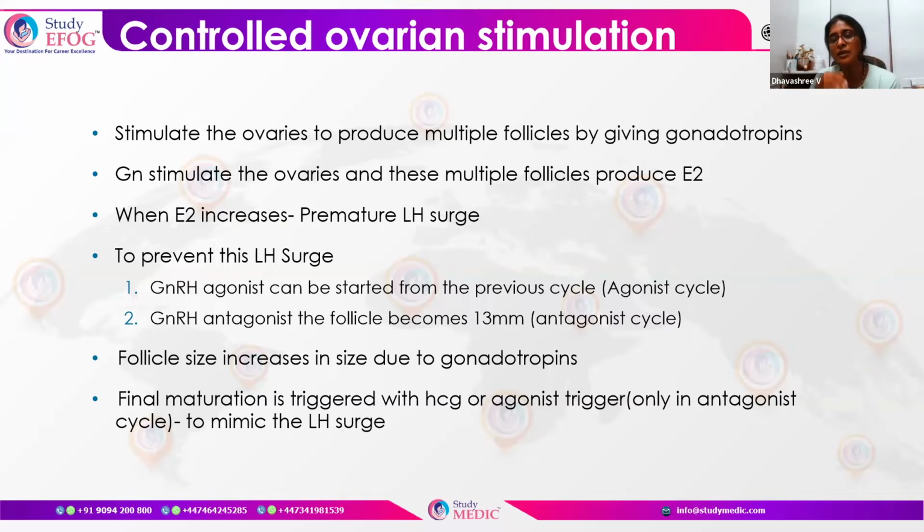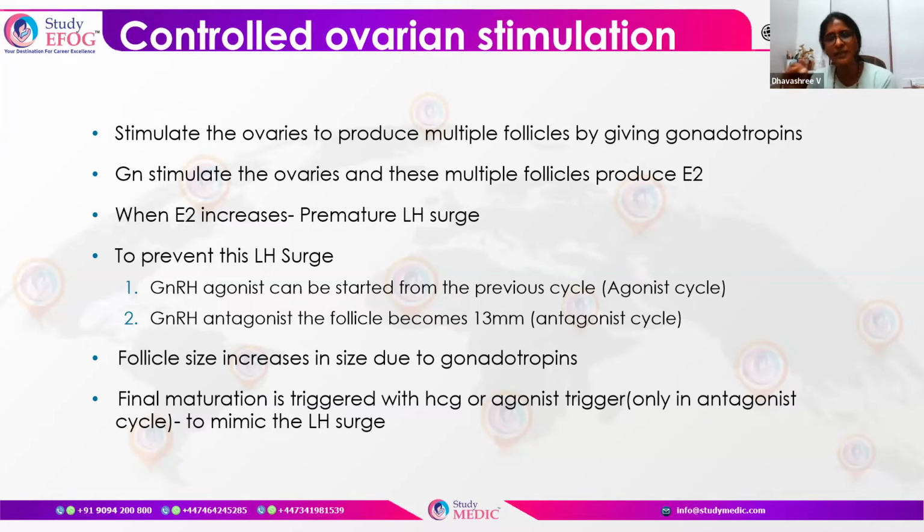So what happens in a controlled ovarian stimulation is that even when there are multiple follicles, there are supraphysiological levels of E2. Even when the follicle is around 13 mm, there might be a very high estrogen which can cause a premature LH surge. When there is a premature LH surge, we may not be able to achieve a good follicle. So that is the reason why we need LH suppression.